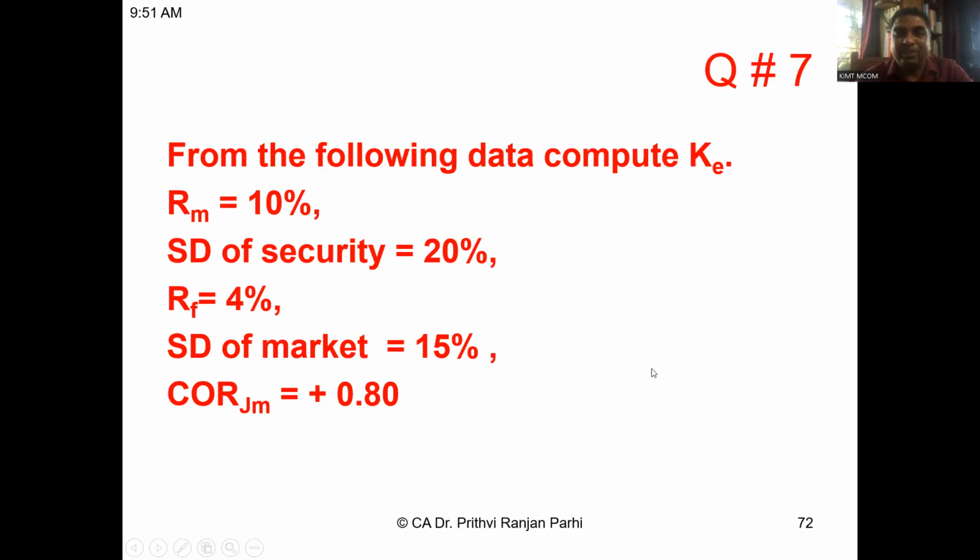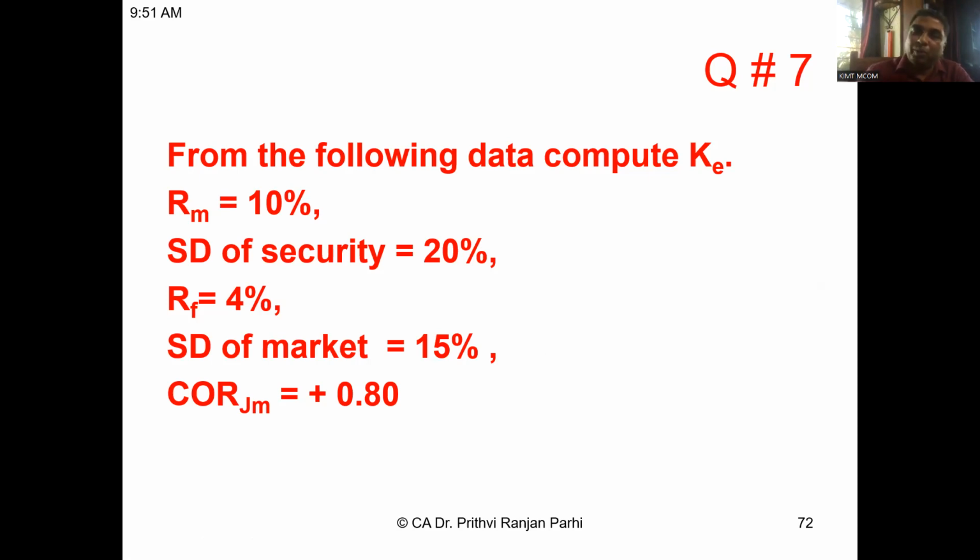Here is an example. If this data is given, you can compute beta or compute KE. From the following data, compute KE. RM is 10%. Standard deviation of the security is 20%. Risk-free rate of return is 4%. Standard deviation of the market is 15%. Correlation between stock and market is positive 0.8.